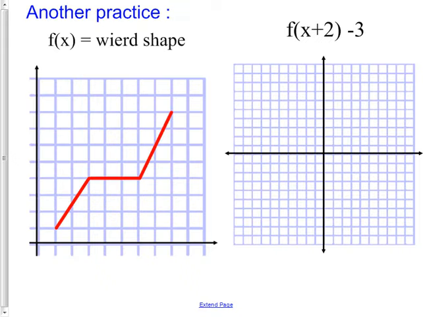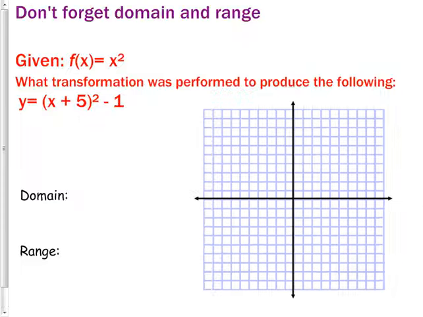This would be the same idea. You just take the dots and you'd move it 2 to the what? Left, and then what? Down 3. I don't have to do that one. That's too easy. Okay, let's talk about domain and range. That's on your little mini quiz too, so let's make sure you remember it.